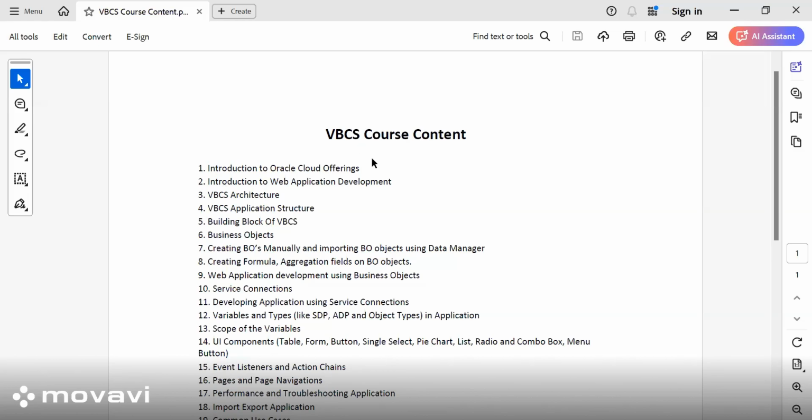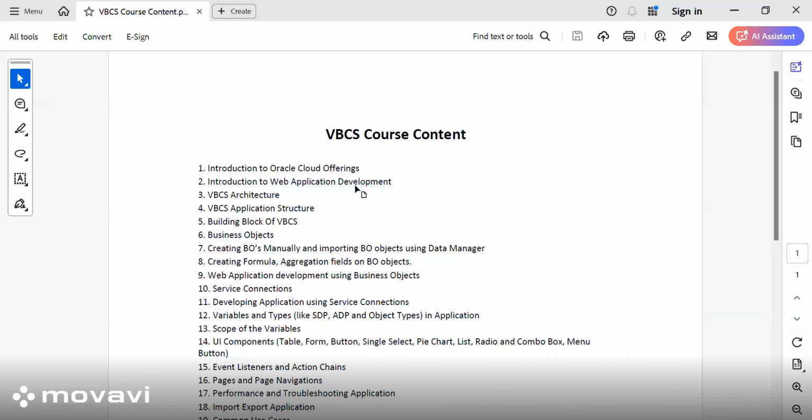As we are going to learn VBCS, before learning VBCS we have to understand where VBCS is sitting in the cloud environment. So I'm going to give a small introduction about the Oracle Cloud offering, and then understand where VBCS is sitting, and then we will give an introduction to the VBCS web development application.